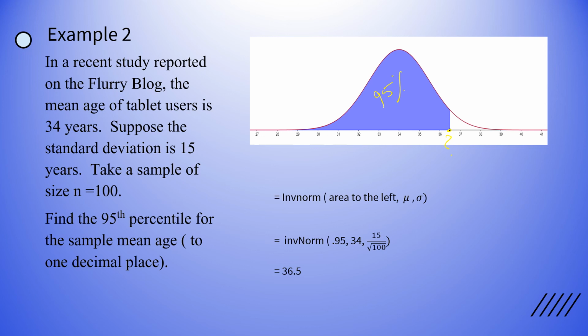But in this case, it is not just sigma. It will be sigma divided by square root of n. So it is 15 divided by square root of 100, because it is for the sampling distribution, not for the original distribution. So it is 15 divided by square root of 100, which gives 36.5.